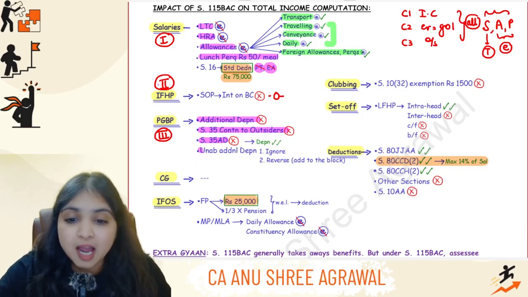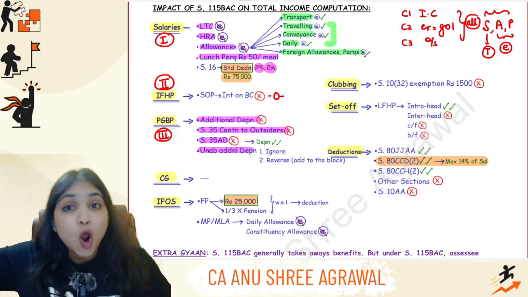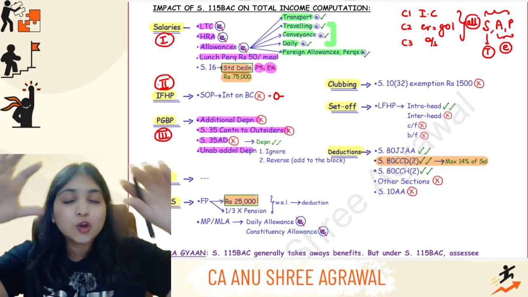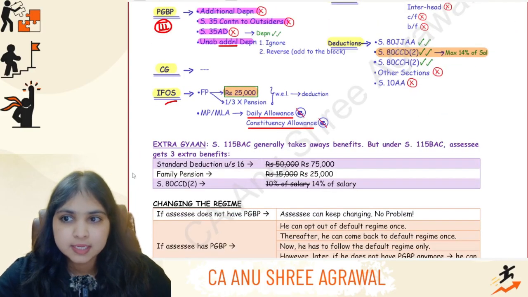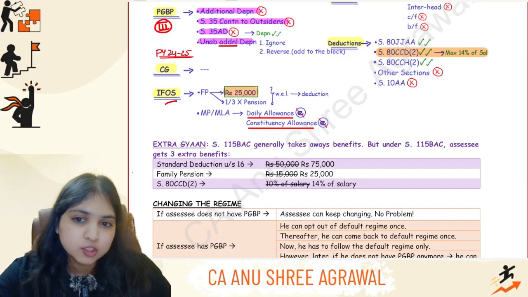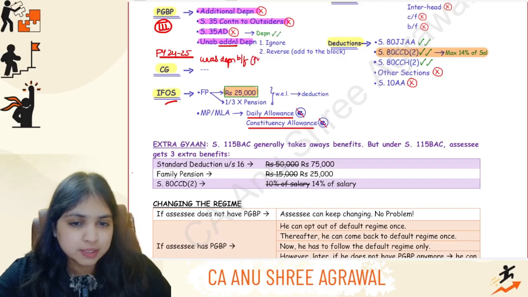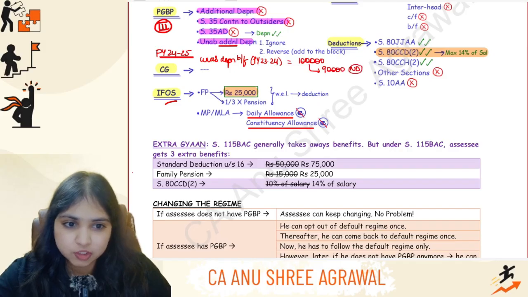In case you have any unabsorbed additional depreciation brought forward from earlier years, I'm not talking about the total unabsorbed depreciation. No. Let's take a small example, guys. Let's say right now we are in the previous year 24-25. So we have unabsorbed depreciation which is brought forward from previous year 23-24, let us say. The total amount is 1 lakh. Now out of this 1 lakh, let's say 90,000 is unabsorbed normal depreciation and 10,000 is unabsorbed additional depreciation.